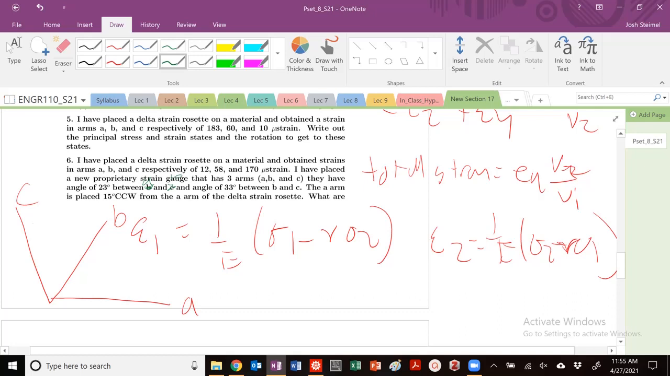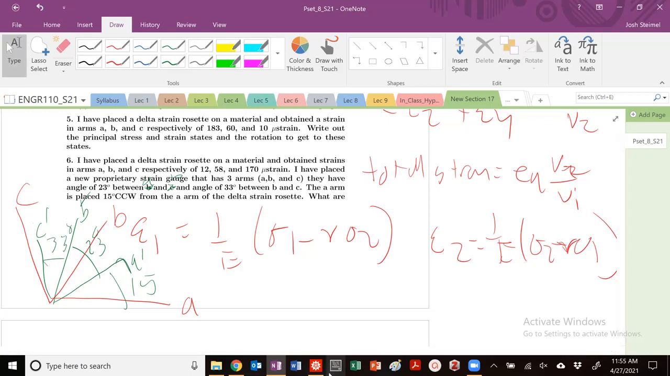So it has a 23 degree angle between A and B, a 33 degree angle between B and C, and the A arm is placed from the, so the new A arm, this A prime, is 15 degrees. And then the new arm here, B prime, is 23 degrees, and the new arm here, the C prime, this angle here is going to be 33 degrees.